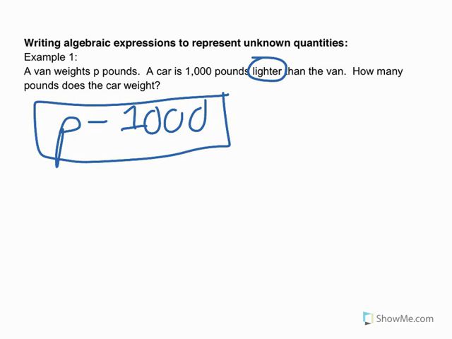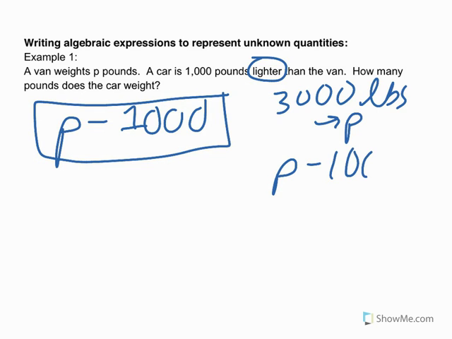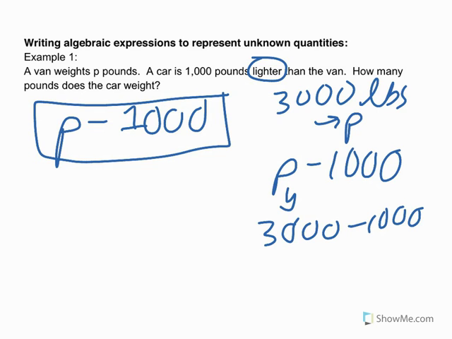Suppose for a second that the van weighed 3,000 pounds. That would be the value of P. So if that were the case, then the car would weigh P minus 1,000, which in this case would be 3,000 minus 1,000. The car's weight would be 2,000.